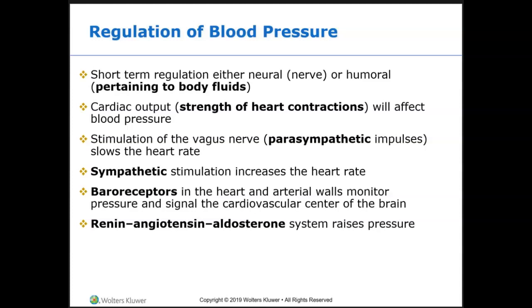Like I said before, we could call a code, and that definitely initiates the sympathetic response in the body. You're getting ready to respond accordingly, doing chest compressions or grabbing the epi or whatever your role is during that code. Baroreceptors in the heart and in the arterial walls help monitor the pressure and also signal the cardiovascular system of the brain. Renin, angiotensin, and aldosterone are the system that raises the pressure inside the body. And again, this is just reminders from A&P.